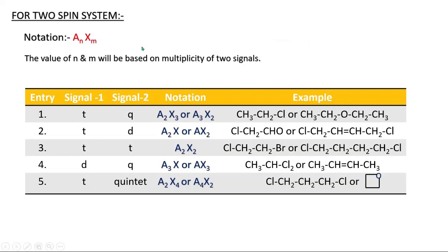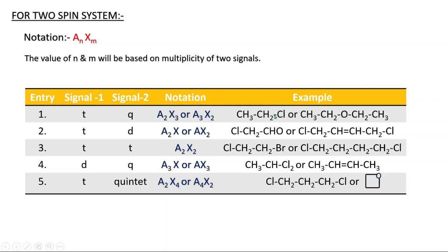Now come to the 2-spin system, so the notation will be ANXM. We can also interchange that, we will see in the examples. So the values of N and M will be based on the multiplicity of the two signals. So in entry 1, the 2 and 3 correspond to the number of protons. So if you have CH2, CH3, if you see the example, this will give a quartet and this will give a triplet. So signal 1 will be a triplet and signal 2 will be a quartet.